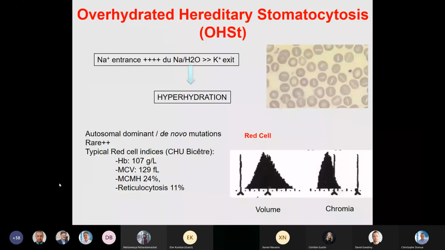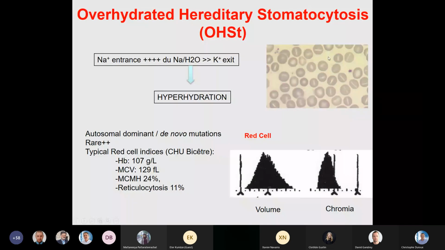So overhydrated hereditary stomatocytosis, we are not going to talk about that a lot because it's very, very infrequent. Only a few families have been described so far. And the pathophysiology of this disease is a massive entry of sodium inside the red blood cells, totally uncompensated by the potassium export, uncompensated by the pump, and the consequence is that water will get inside the red blood cells. And this is very important because it gives you this particular aspect of the blood smear with stomatocytes. You can see many stomatocytes here.